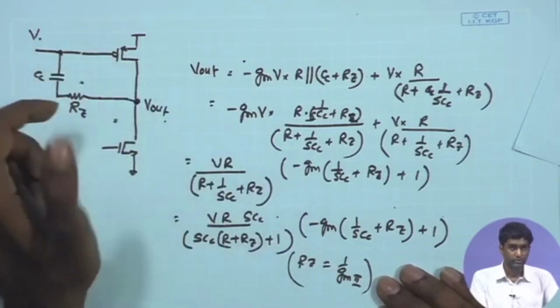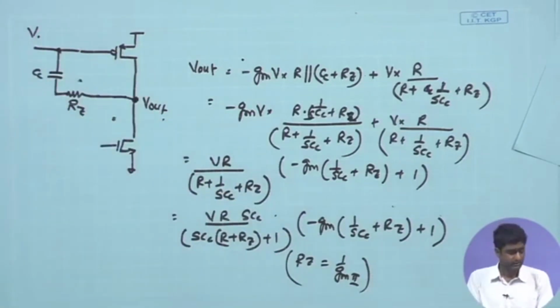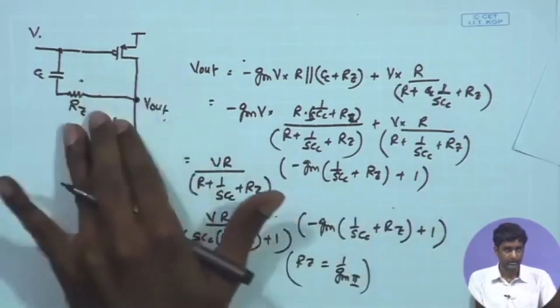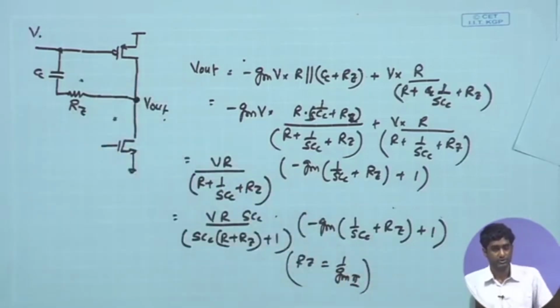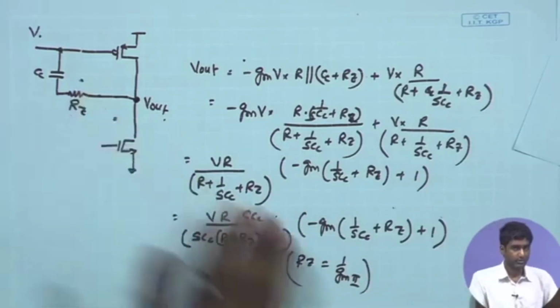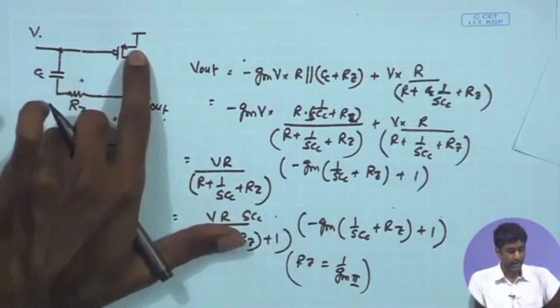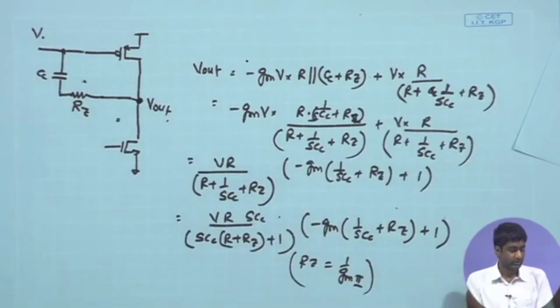Therefore, if you set this Rz equal to 1 upon Gm2 in simulation, it is not necessary that after fabrication you will get exactly matching values, Rz equal to 1 upon Gm2, and hence you will be able to cancel out the zeros. So, we need to make sure, using some techniques, that the matching between this Rz and the Gm2 is pretty accurate and independent of process and temperature.